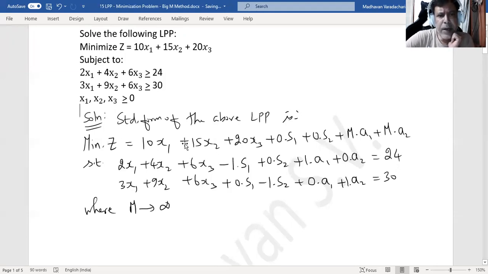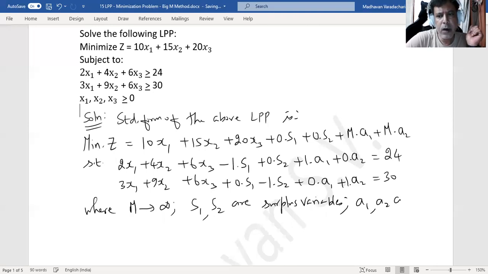It means we are going to ultimately select the minimum Z value only. So if this is infinity, that won't become the minimum Z value. For that reason, we are putting a positive coefficient for M, positive M here. That is the reason we say it is a very large number. And then S1, S2 are surplus variables, and A1, A2, as we already spoke about, are artificial variables.